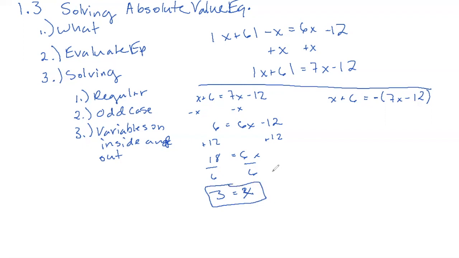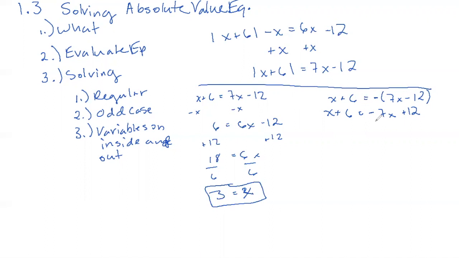Both are symmetrical, so it doesn't matter which way we have it. x equals 3 or 3 equals x is correct. All right, let's do the other one. We have x plus 6 on the left, and then we're going to distribute this negative sign out. So negative 7x plus 12.